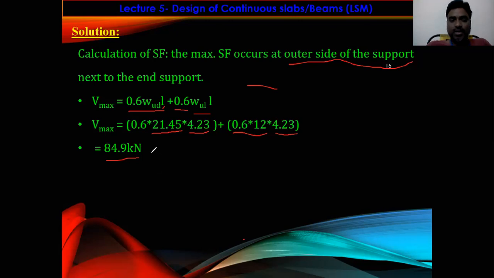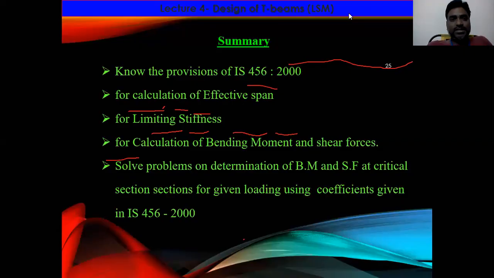So this is how you need to determine the maximum shear forces and bending moments for continuous beams and slabs based on the IS 456 method, right? So for this, I would like to conclude this lecture. Before closing, let me summarize what we have discussed till now.